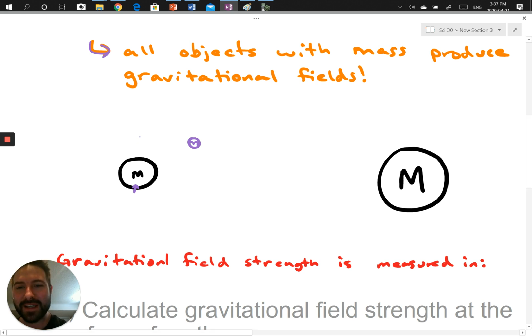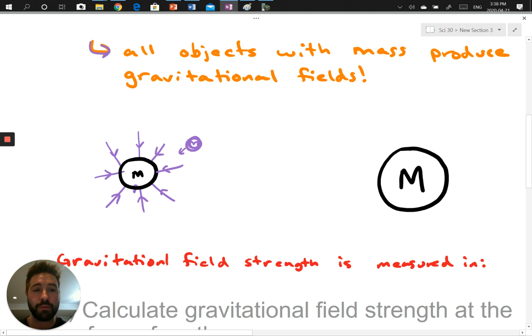We're going to draw some field lines like this towards the object with mass. And these lines are always going to point towards the object, and they're showing us that this test object out here is going to be attracted to that object there.